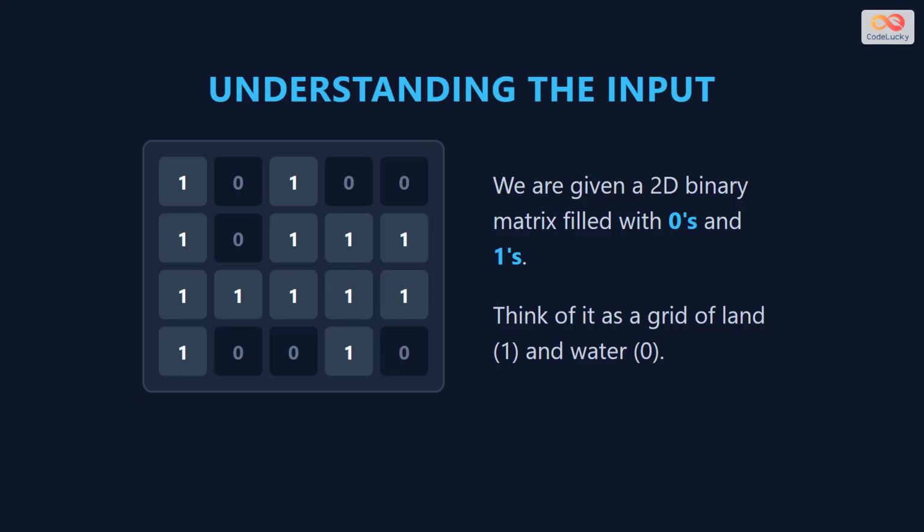The input for this problem is a two-dimensional binary matrix. This simply means a grid filled with only zeros and ones. You can visualize the ones as solid land and the zeros as empty water or gaps. Our job is to process this grid entirely.